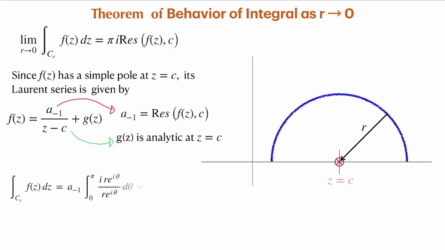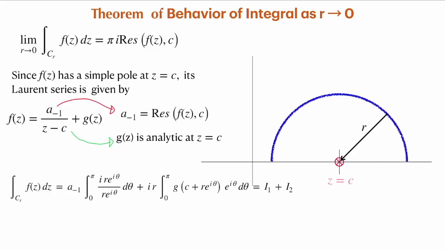Let's evaluate this integral by substituting f(z) with the Laurent expansion which we have done. The integral over the contour C_r of f(z) dz is equal to minus a_{-1} integral from 0 to π of i r e^(iθ) divided by r e^(iθ) dθ.